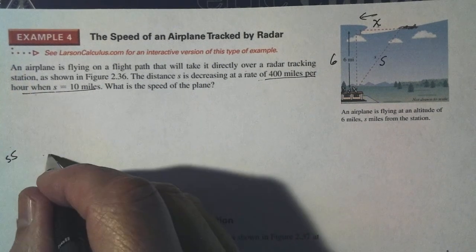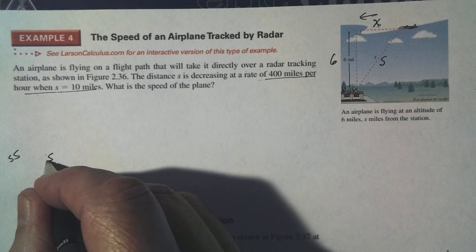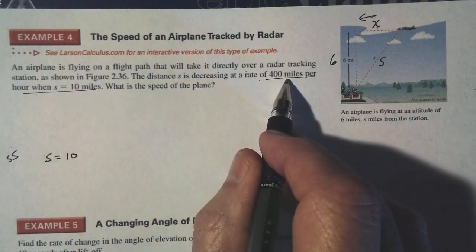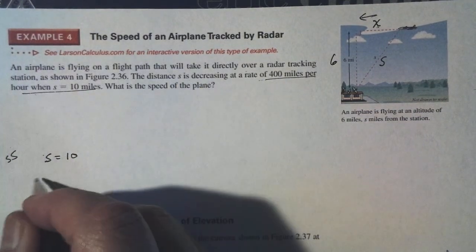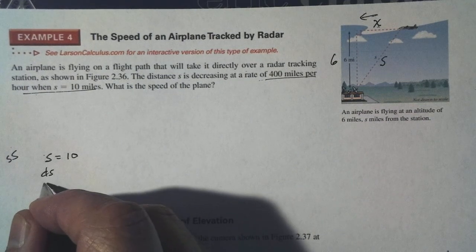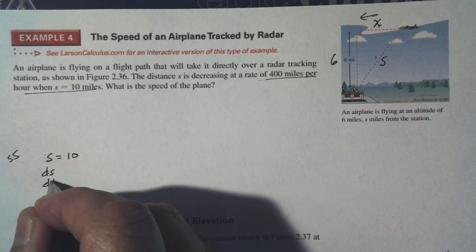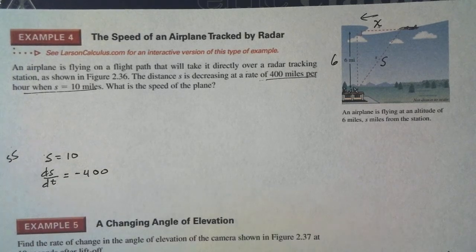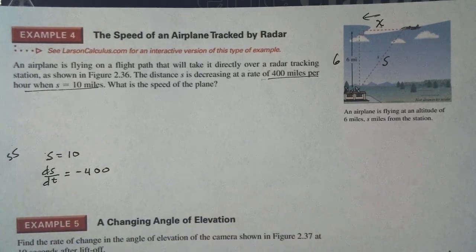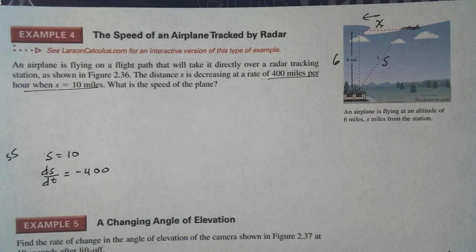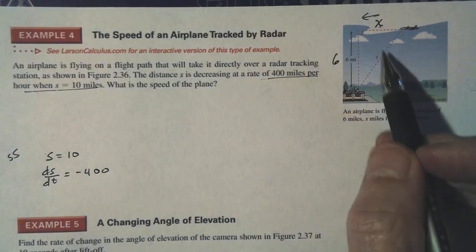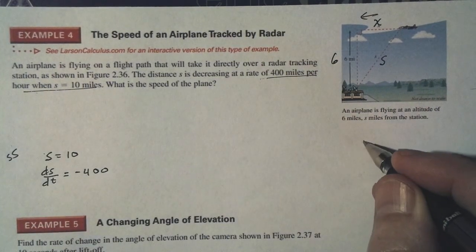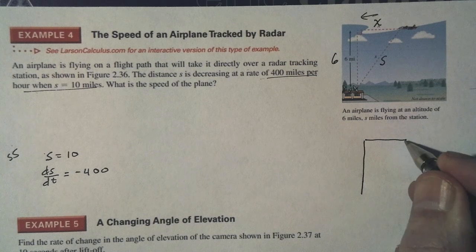In our snapshot, we've got S is 10. When S is 10, S is decreasing at a rate of ds dt equals negative 400. What is the speed of the plane? Okay, so this is kind of our movie right there. So part of our snapshot could be what's going on right here.